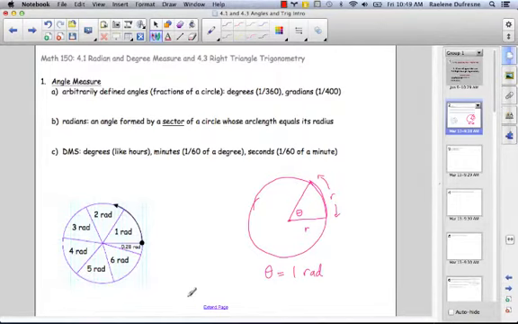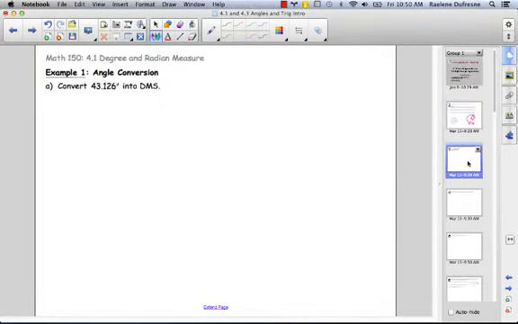We can also measure angles in the degree, minutes, seconds notation, and we consider that degrees are like hours, and then minutes is a minute of a degree. A minute of an angle is 1/60th of a degree, a second is 1/60th of a minute. So let's take an example and see how we can convert degrees, minutes, and seconds.